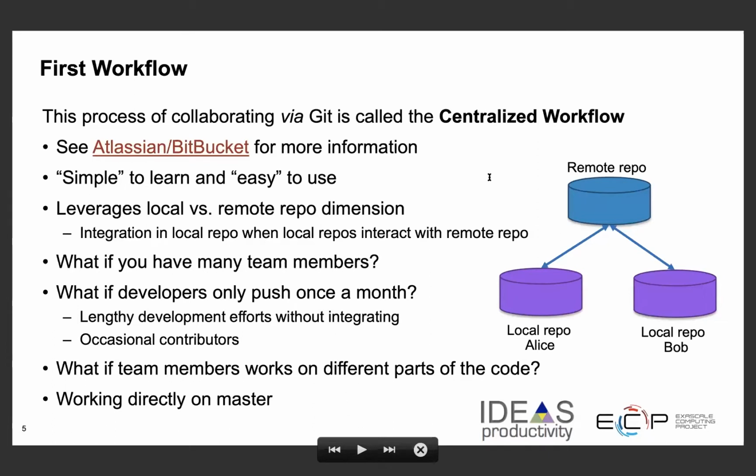So let's start with the centralized workflow. The first thing to know about Git is that Git is a decentralized version control system, right? However, you can use Git in many ways and many patterns, and these patterns are called workflows. The simplest workflow is to use Git in a central way, where you have one central repo. This is very similar to Subversion, SVN, which was there way before Git.